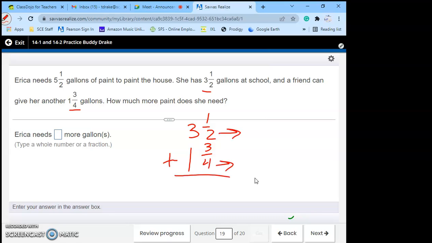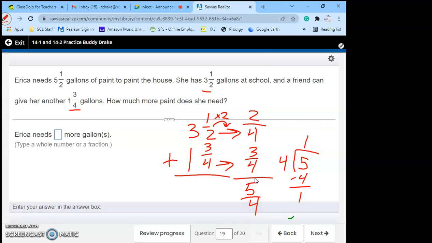Our bottom numbers are not the same. If we count by 2s and count by 4s, 4 is the first one. How do we get from 2 to 4? Times 2. So what's the top times 2? 2. This stays at 3 4ths. So now we have 5 4ths. 5 4ths is improper. It will go in one time. We're left with 1. So this is really 1 and 1/4. But we need to add our 4 wholes. So she has 5 1/4 of paint.